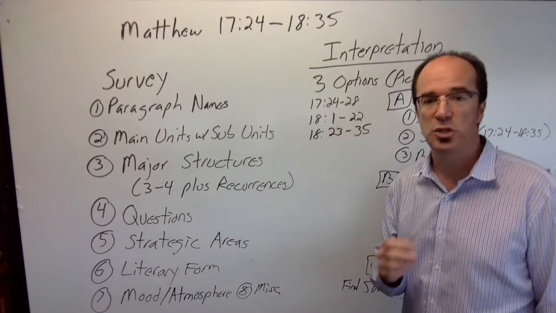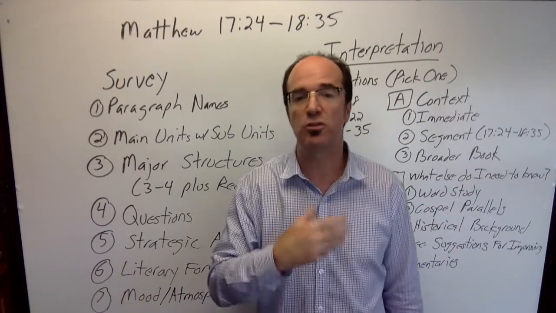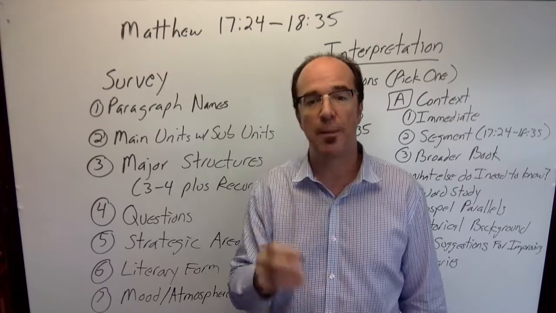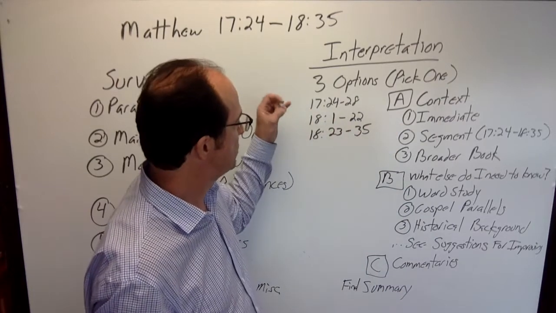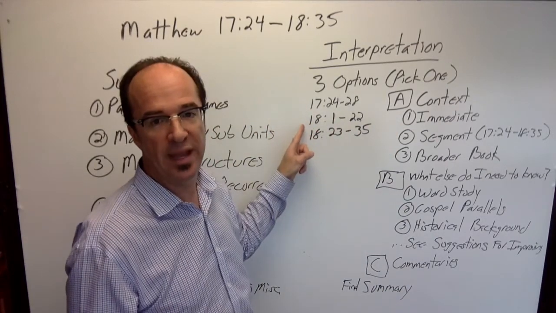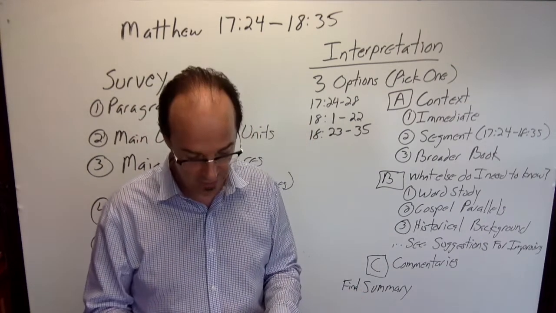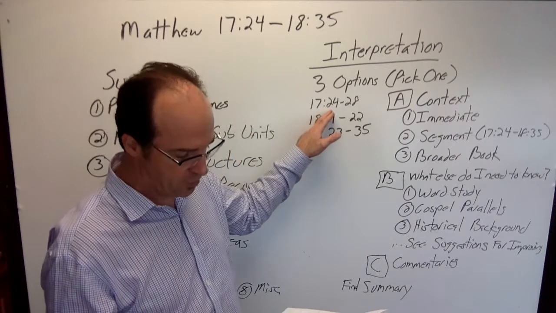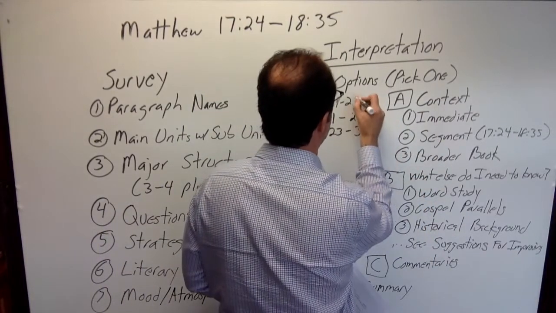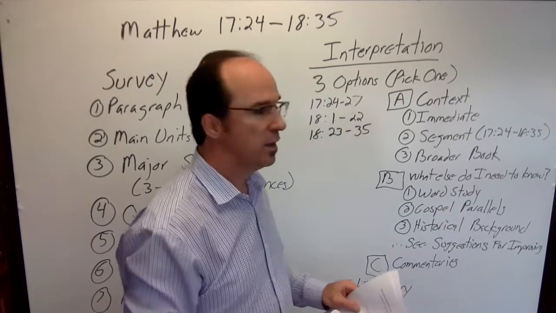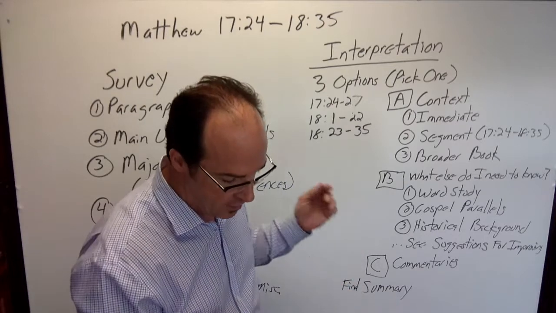Now, on the interpretation of Matthew 17:24 to 18:35, I've given you in the syllabus, and so you want to have your syllabus out, 3 different options for what you can work on. Essentially those 3 options are, you can work on 17:24 to 27, 18:1 to 22, or 18:23 to 35. And look at the questions. If you work on Matthew chapter 17, verses 24 to 27 (my mistake there, it should be 24 to 27), look at these things.